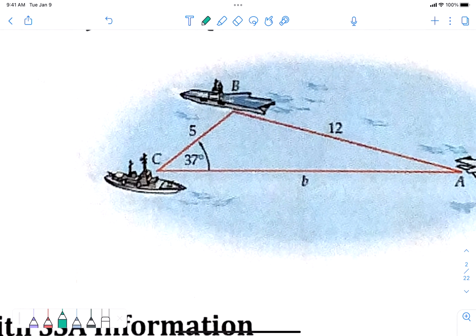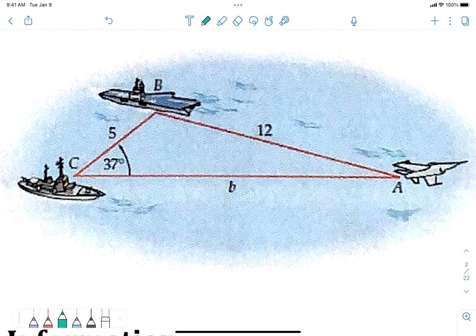Okay? Here we go. This is the triangle that they have given to us. They're wanting us to solve for B.